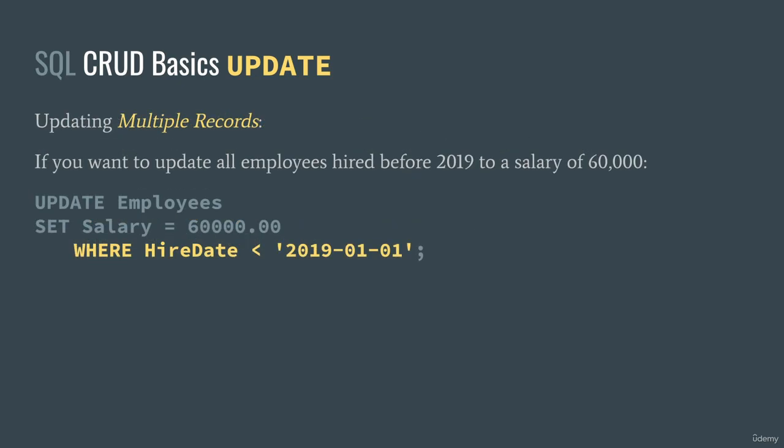The update statement can also modify multiple records at once. For instance, if we want to set a salary of 60,000 for all employees hired before 2019, we can use a query like we see here. By adding a where clause that checks if hire date is earlier than January 1st, 2019, all records meeting this condition will be updated.